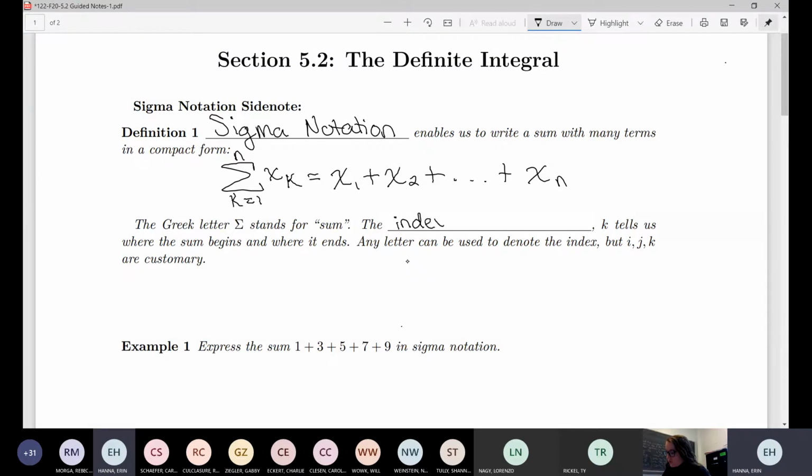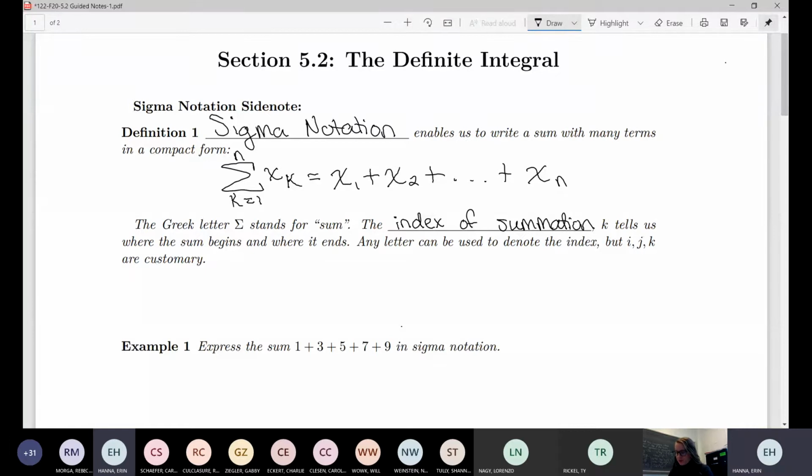of summation. Index of summation. That's going to be that k. So that's going to tell us where the sum begins and where it ends. So in this case, it told us that we start at 1 and we end at n. Now, any letters can be used there. That could be a equals 1, z equals 1, whatever. But usually i, j, or k are used.